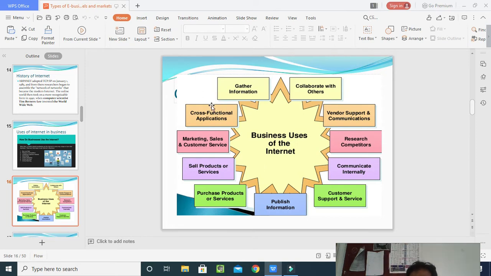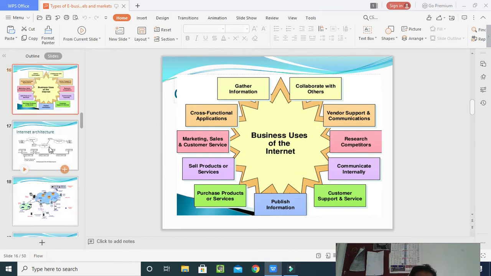As you can see on the screen, first, it will be helpful for customer support and the service community. That means society: the internet is supporting communication with local people. There will be research competence, vendor support and communications, collaboration with others, gathering information, cross-functional applications, marketing, sales, consumer service, sales of products and services, availability, responsibility, durability, guarantee, warranty, purchase of products or services, and public information. Every piece of information you can get with the tip of your finger, with a smartphone or the internet. So these are the uses of the internet. By sitting in one place under a single roof, you can get all the information of your business.